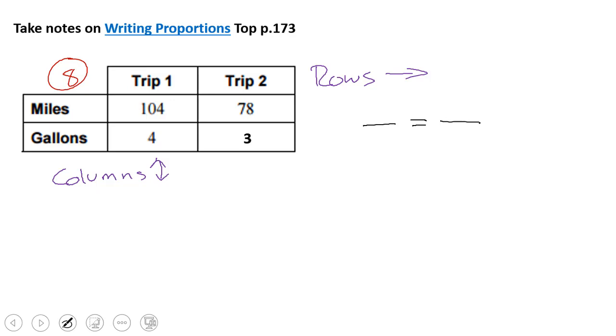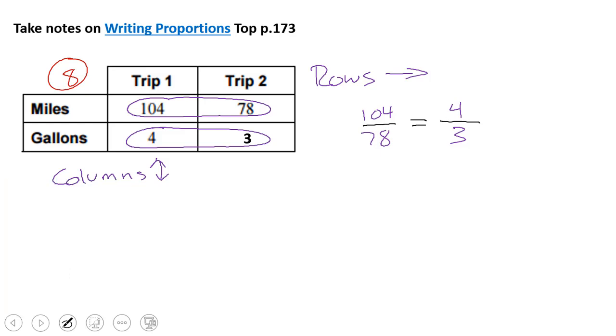So ladies and gentlemen, talking about the rows. In the first one, we talk about the rows. We have the trip 1 and trip 2 for the miles, and then we have the gallons for trip 1 and trip 2. So there's my 2 ratios. I'm going to go miles, 104, in trip 1, to the miles, 78, for trip 2. And then I'm going to do the gallons for trip 1, that's 4, and the gallons for trip 2, that's 3. And I've got this proportion that I've made using rows.